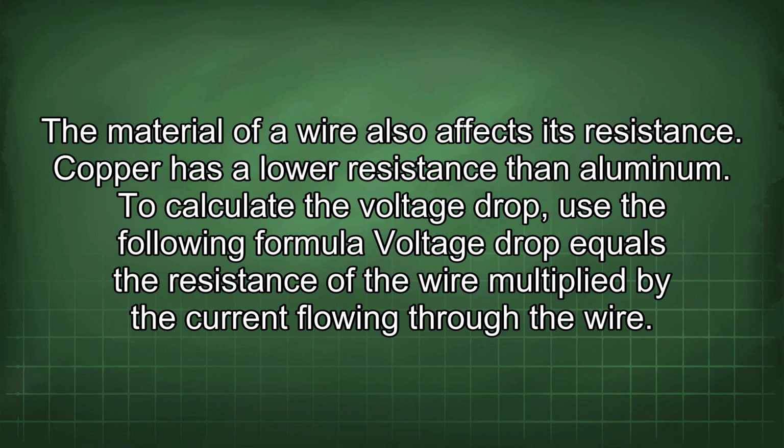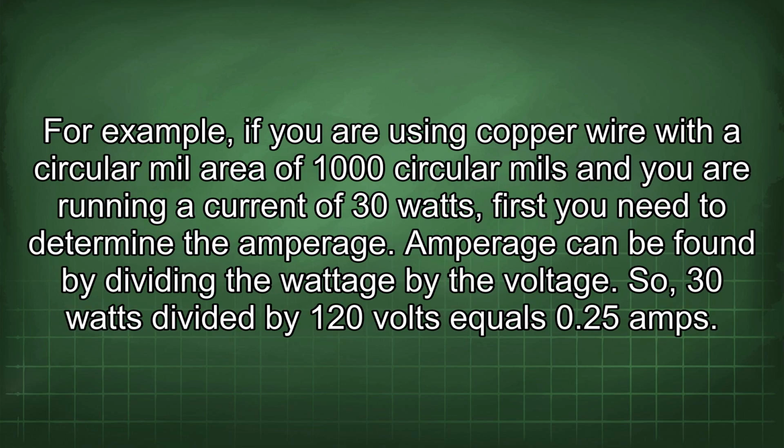To calculate the voltage drop, use the following formula: voltage drop equals the resistance of the wire multiplied by the current flowing through the wire. For example, if you are using copper wire with a circular mil area of 1000 circular mils and you are running a load of 30 watts, first you need to determine the amperage. Amperage can be found by dividing the wattage by the voltage. So 30 watts divided by 120 volts equals 0.25 amps.